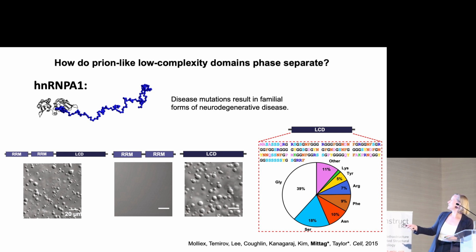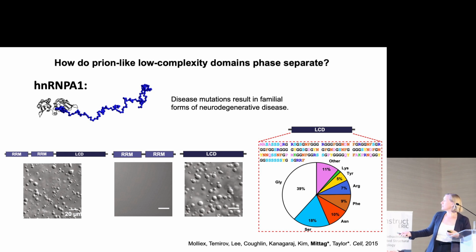But basically here you see the sequence of the low complexity domain. You can see that this is really rich in small polar residues. Lysine and serine make up nearly 50% of the sequence. And then we have a few aromatic residues uniformly spaced throughout the sequence and a few charged residues. And we were wondering at the time how phase separation is encoded in this sequence.